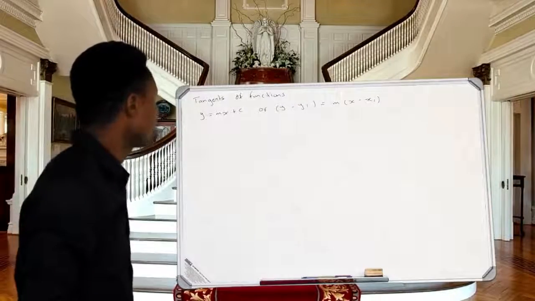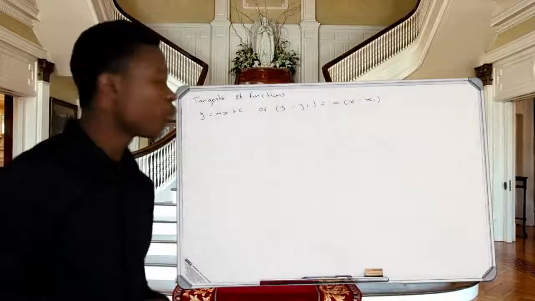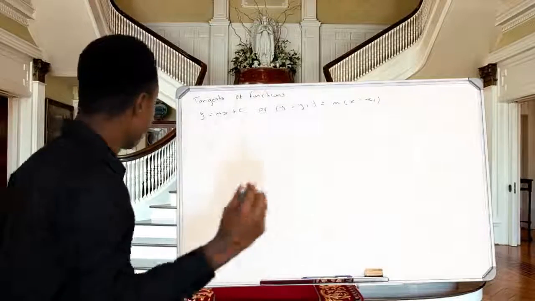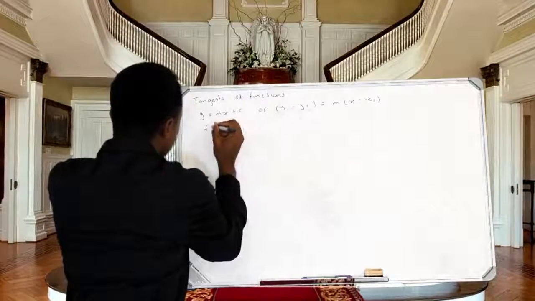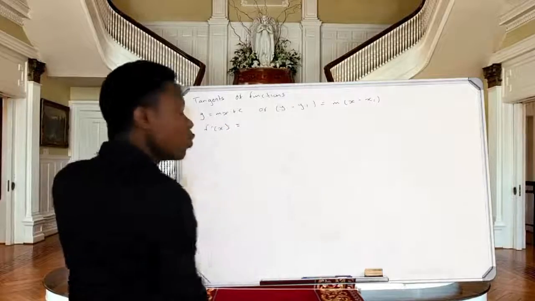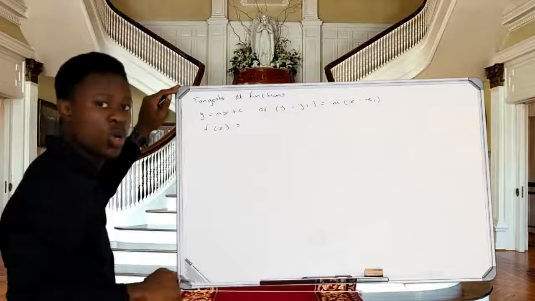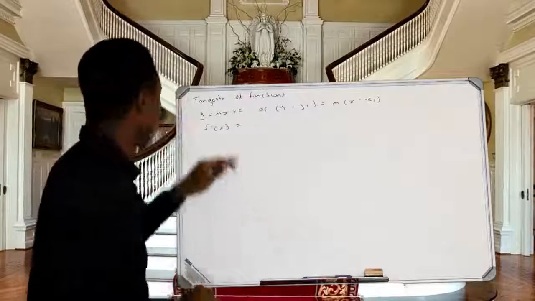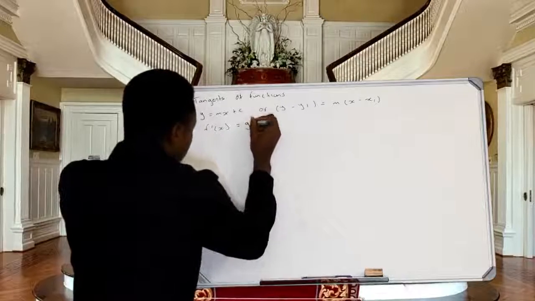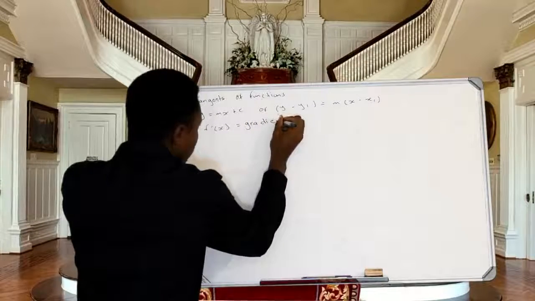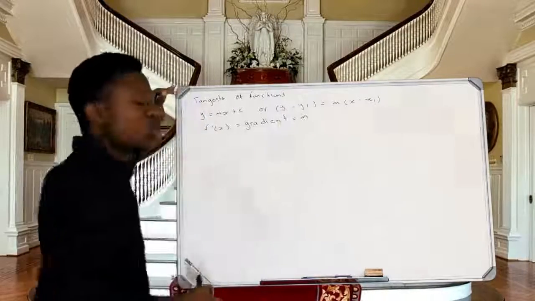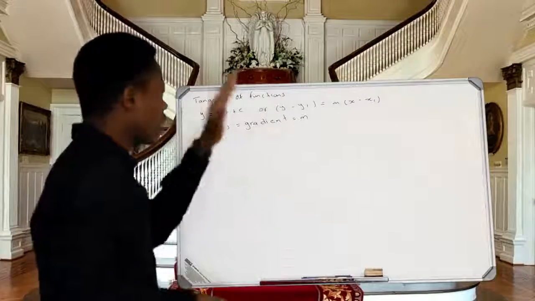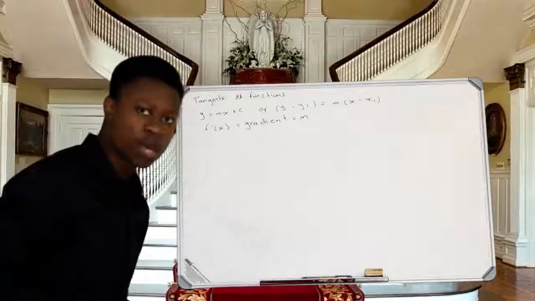So what did we say? I said that the gradient of a tangent is equal to the first derivative. Let me write that down. f prime of x is the first derivative, because we only derived it once. f prime of x is equal to the gradient, and the gradient is also equal to m. So f prime of x is equal to the gradient of that tangent line, which is m.